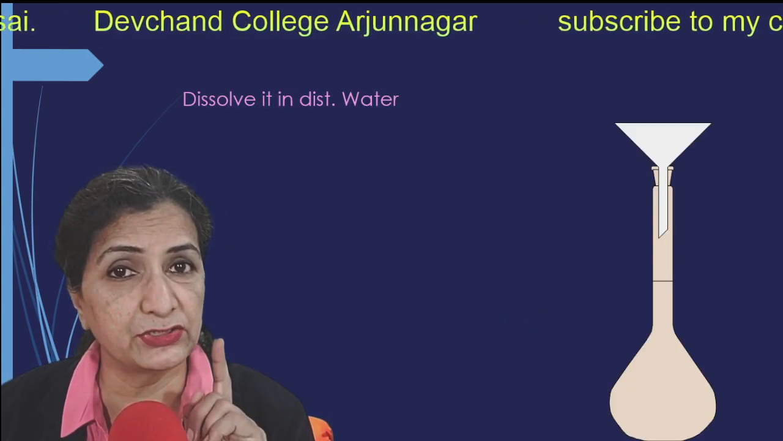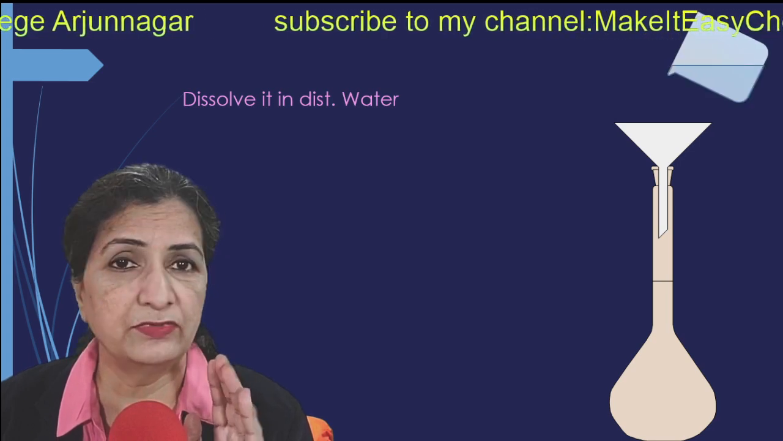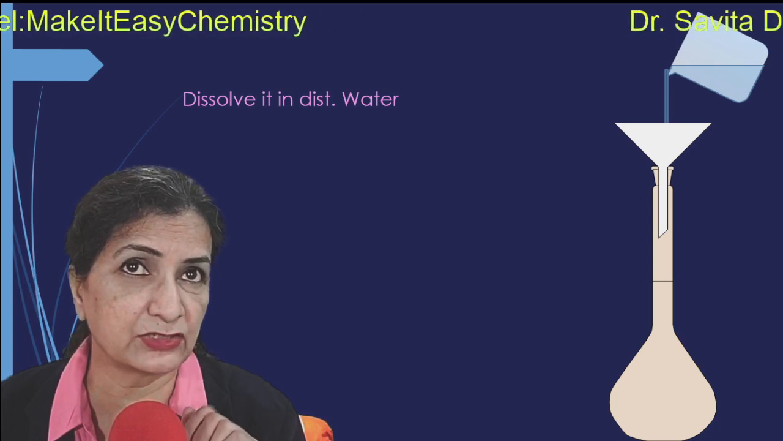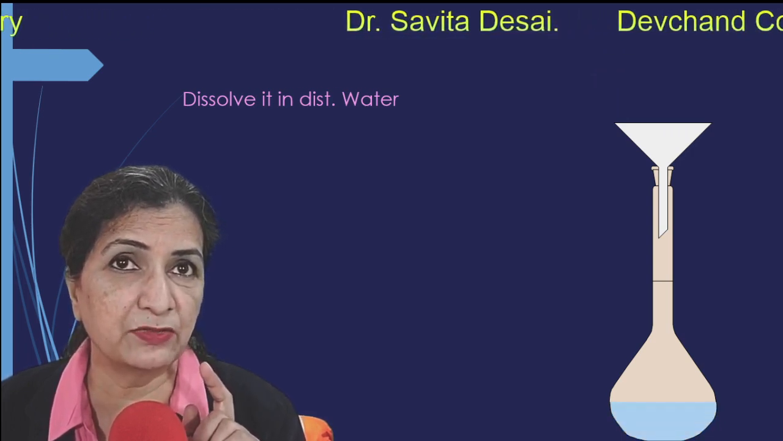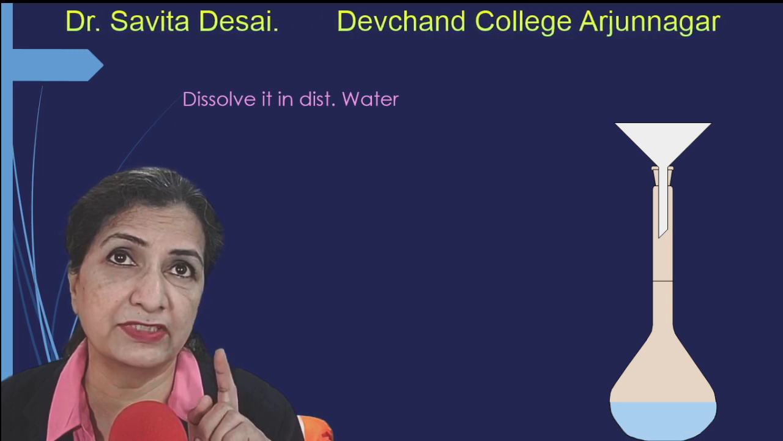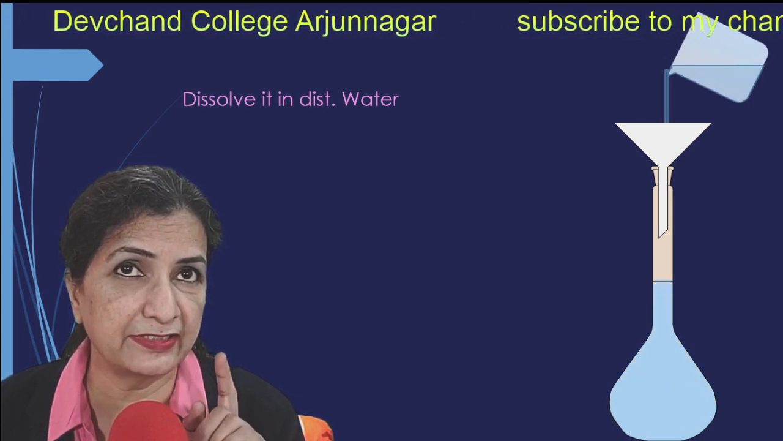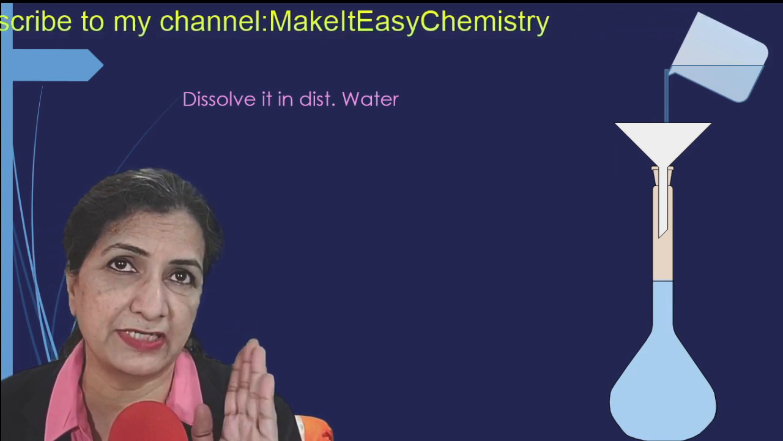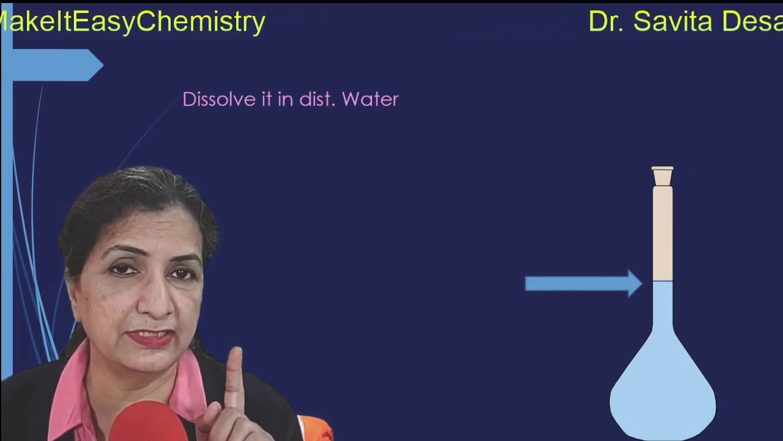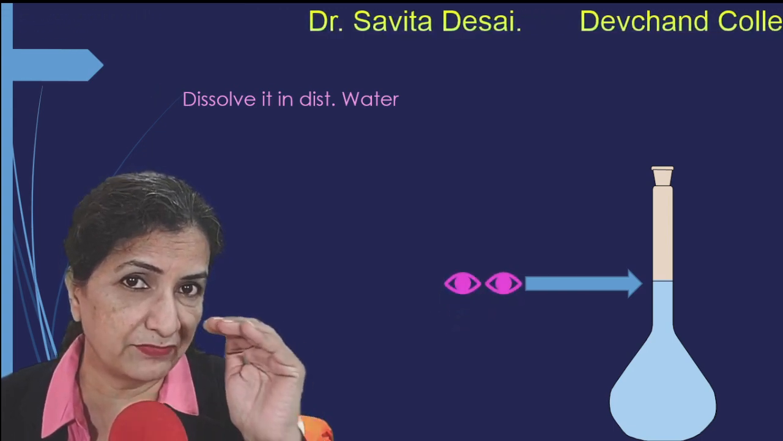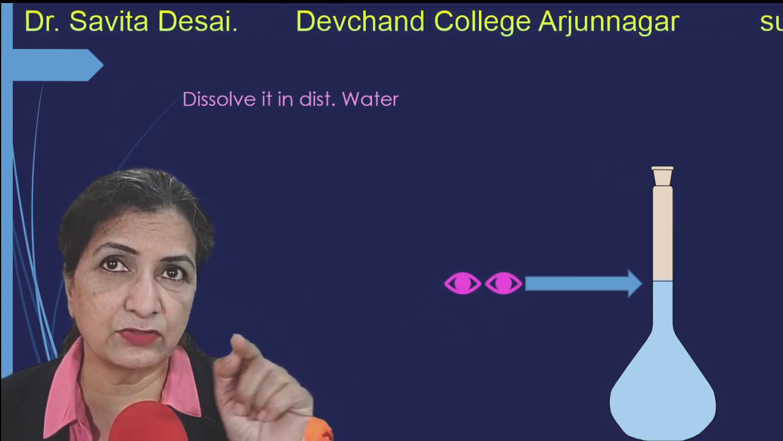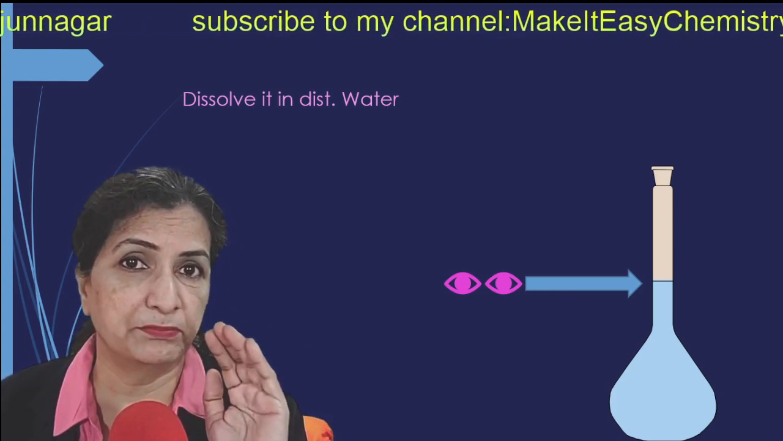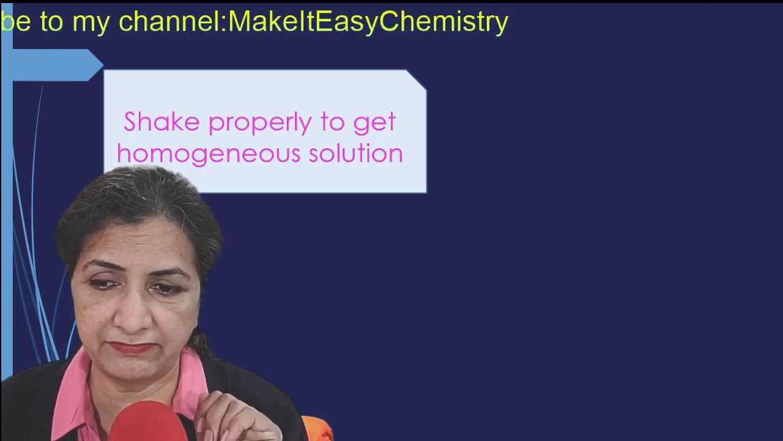Then we are going to dissolve this in distilled water. We are going to transfer this solution into the volumetric flask of 250 ml. Then we are going to add the required amount of distilled water again, so that the total volume becomes exactly equal to 250 ml. As I have told you earlier, the marking should be at the level of our eyes, and the lower meniscus of the solution should pass through the marking on the volumetric flask.